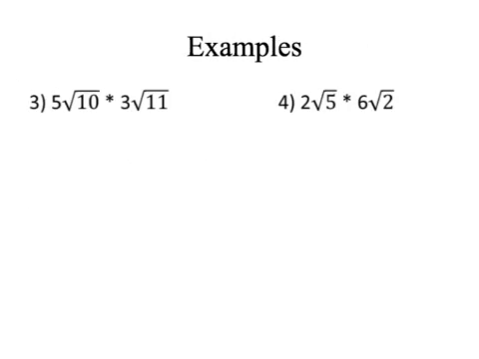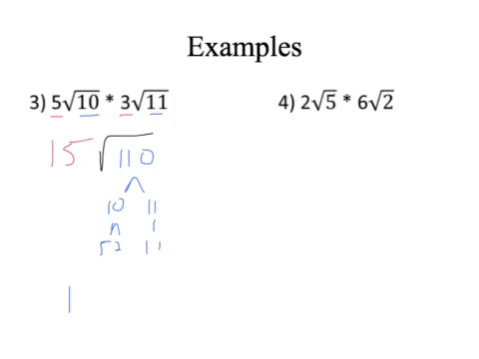So for example 3, 5 rad 10 times 3 rad 11. I want to do 5 times 3 to give me 15. Then I want to do 10 times 11 to give me 110. If we do our factor tree, it would become 10 and 11. 10 breaks down to 5 and 2. 11 doesn't break down, so it's 11. So you notice here we don't have any pairs, so our answer is just going to stay 15 radical 110.